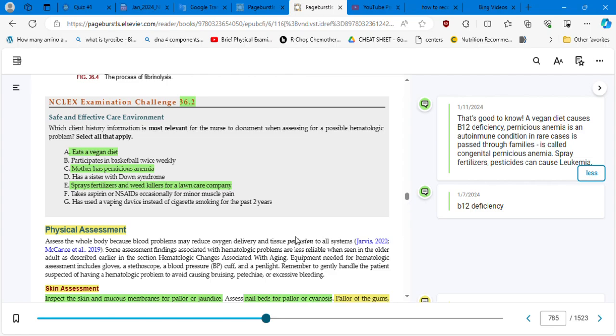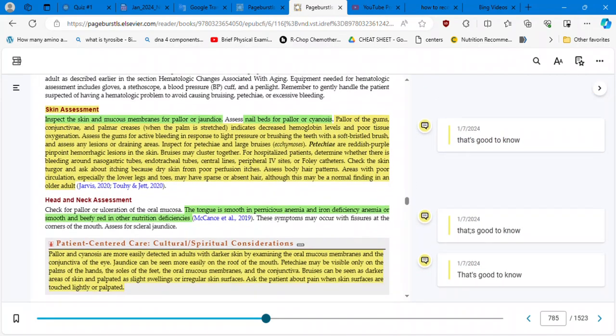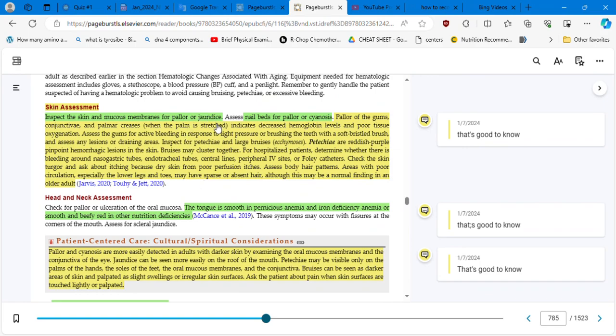Physical assessment, skin assessment: inspect the skin and mucous membrane for pallor or jaundice, nail bed for pallor or cyanosis. It's all about oxygen, okay? It's all about oxygen and the color and hemoglobin. So the jaundice and the pallor are related to hemoglobin. The cyanosis is related to the oxygen, and that's good to know, okay?